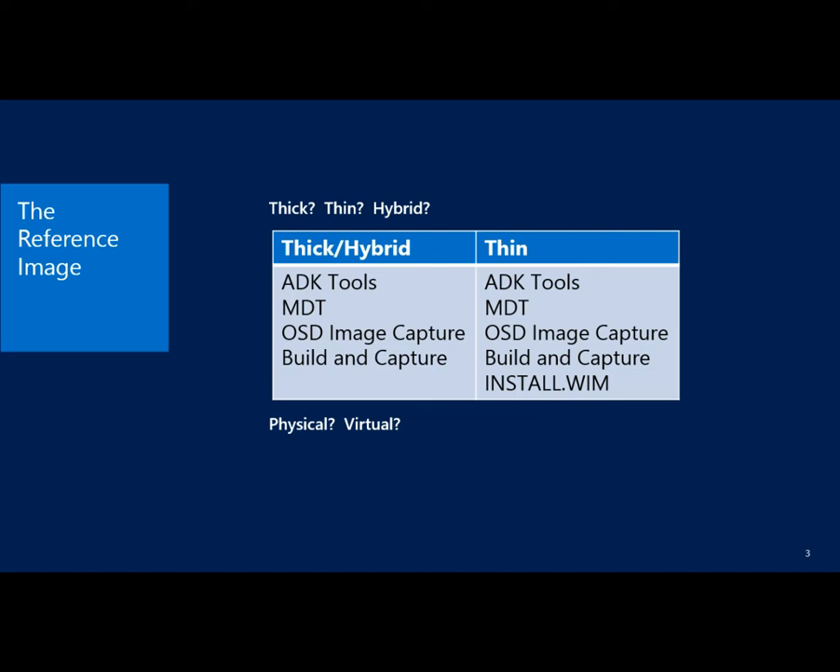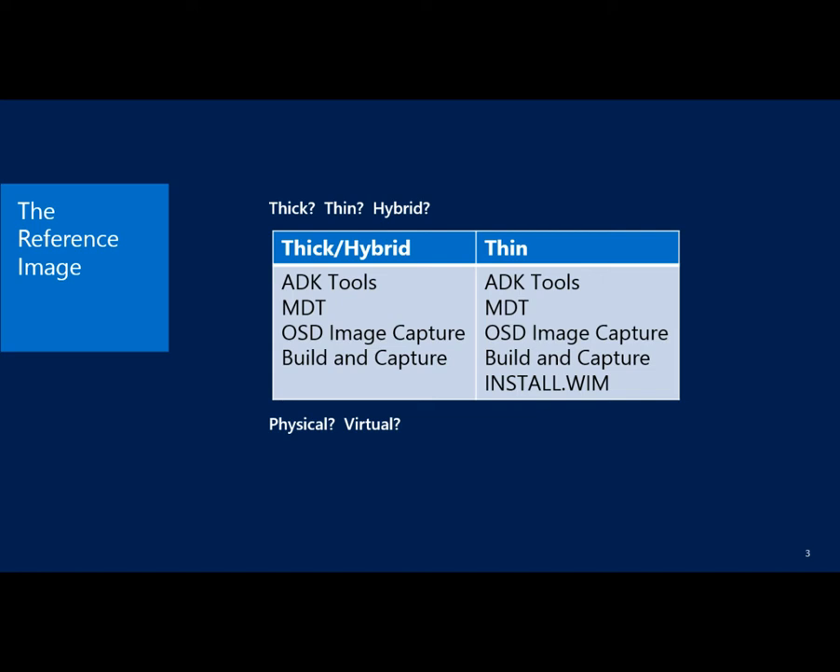So the install.wim really is the ultimate in a thin image that you can obtain and leverage very easily, very quickly, without having to worry about capturing anything. Now, there are some challenges to understand about the install.wim, but it's really a neat approach, right? For the rest of them, the ADK tools, we leverage those extensively for imaging. We can leverage them directly. We can leverage MDT. We can leverage the OSD image capture process, which we'll see. And then there's another way called build and capture, right?